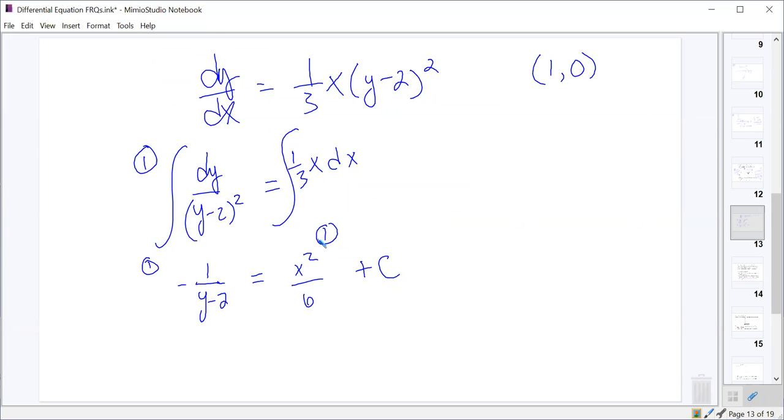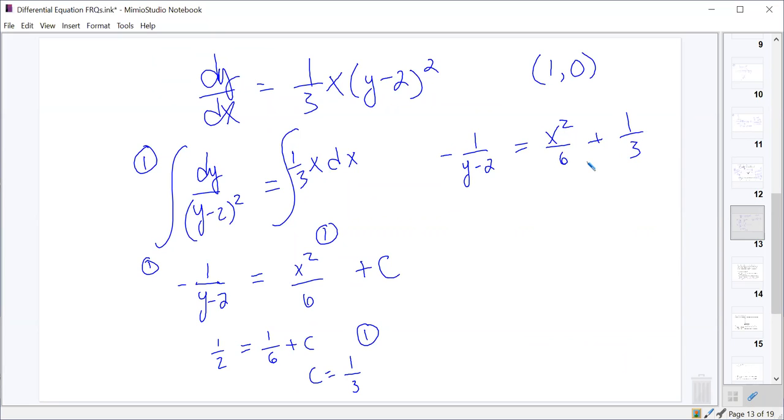So then to get the fourth point, you have to actually plug in 1 for x and 0 for y and find your constant. So if y is 0, that gives me a half over here on the left, and x is 1 gives me a 1/6, and my constant then becomes a half minus a 1/6, or 1/3. So that's your fourth point, was putting in the c and then using your initial condition to solve for the constant. And then your fifth point is finishing solving for y. So x squared over 6 plus 1/3.